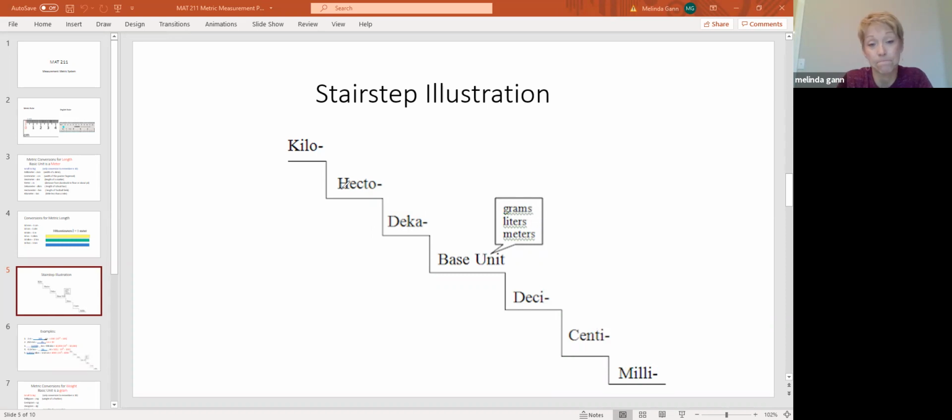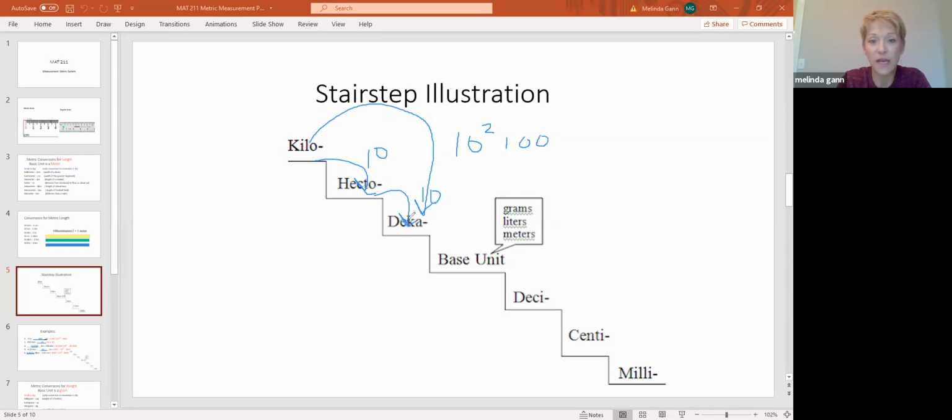Now, here's the thing. If you go from kilometer to hectometer, that's a 10. If you go from hectometer to decameter, that's another 10. So 1 kilometer is 10 hectometers. 10 hectometers is a decameter. 10 decameters is a meter. Well, what if instead you jump from here all the way down to there? So if I go down 2 steps, that's not going to be a 10 to the first, that's going to be a 10 to the second. In other words, 100.